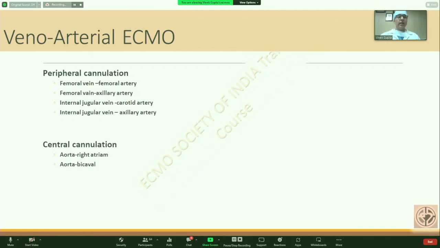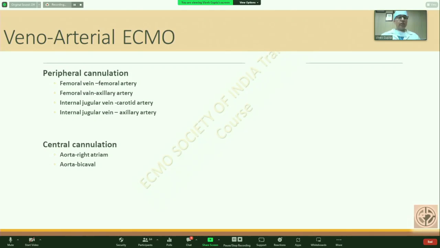Besides this, we can have the femoral vein and axillary artery combination. We can have the internal jugular vein and carotid artery combination, which is helpful in several ways, like we can mobilize the patient, and moreover, upper body oxygenation of the coronary and cerebral circulation is also ensured, which is difficult and may lead to Harlequin syndrome in cases of the femoral vein and femoral artery combination of VA. Or another combination is internal jugular vein and axillary artery.